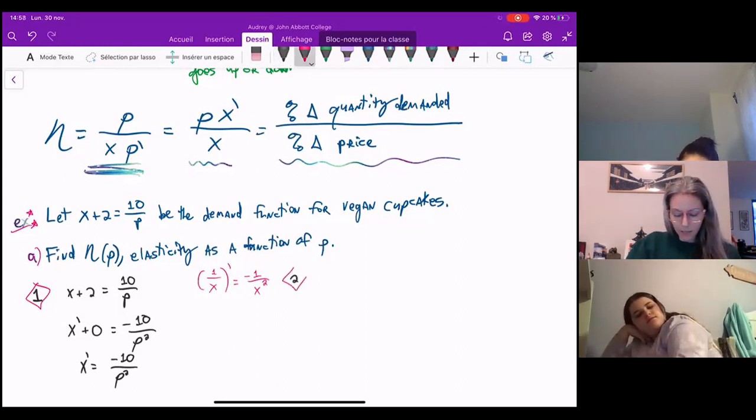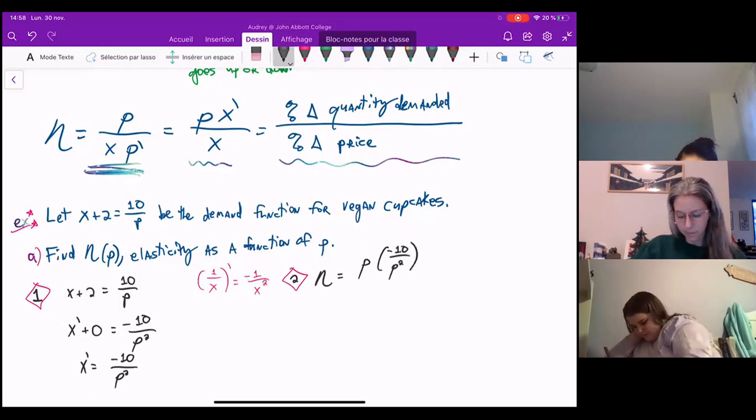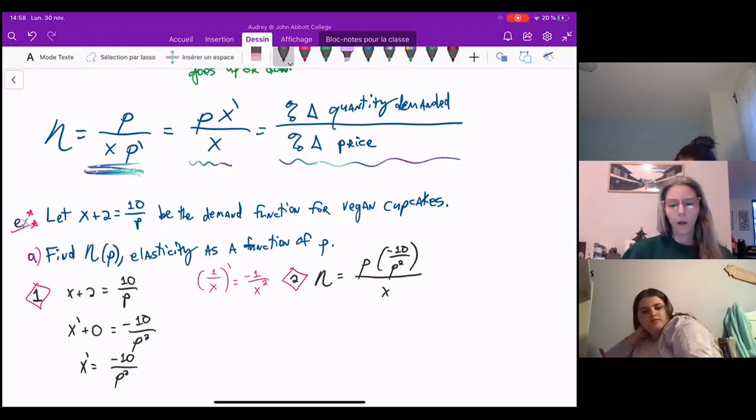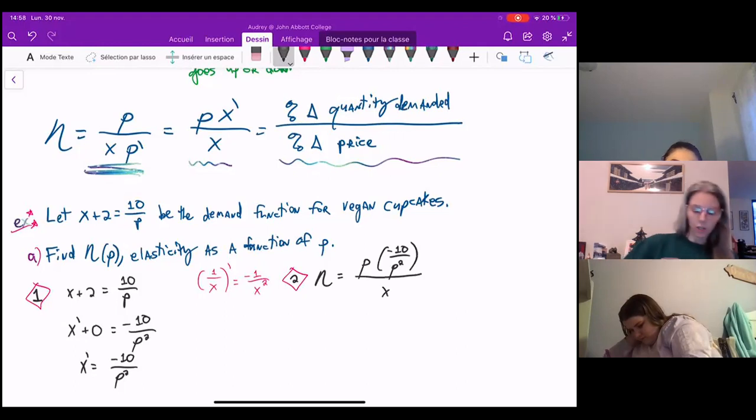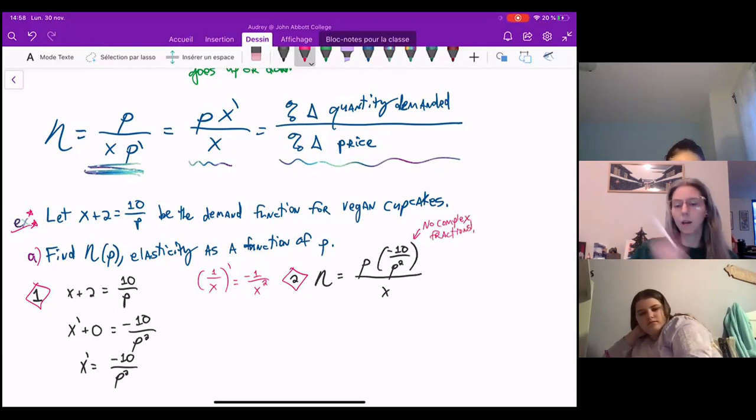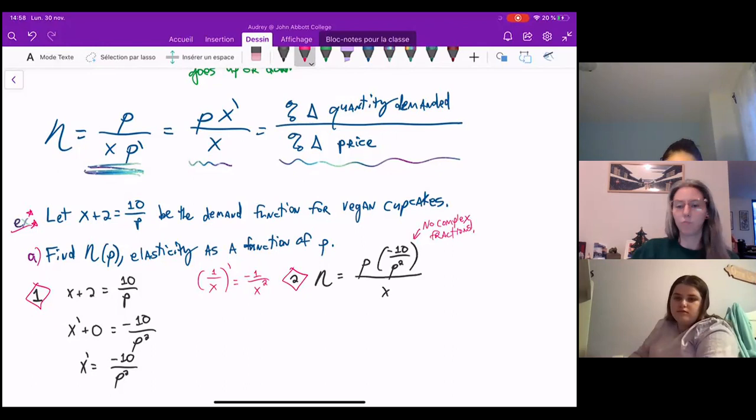Which brings us to our second step, which is to plug that into the elasticity function. So elasticity is P times X prime over X. All right, guys, now I want you to tell me in the chat, what does this look like simplified? With the X and the P, but with no more complex fraction. So in other words, I don't want this complex fraction. That's not okay. So no complex fractions. What does it look like when I get rid of that fraction inside of my fraction? Tell me in the chat what it's going to look like.